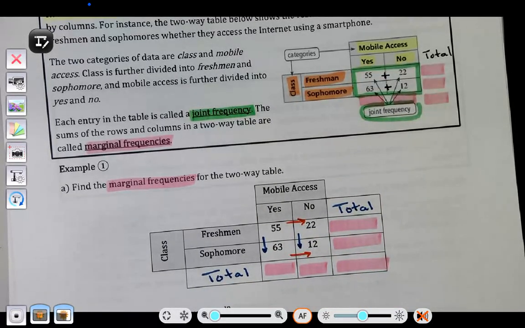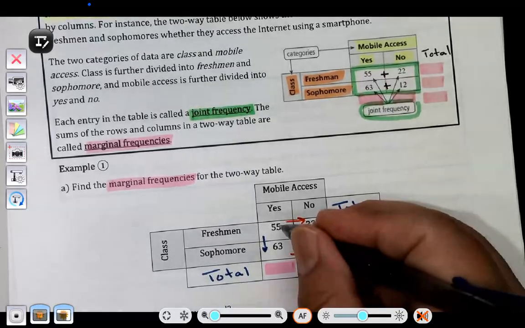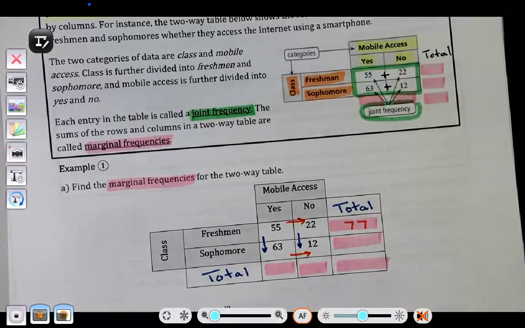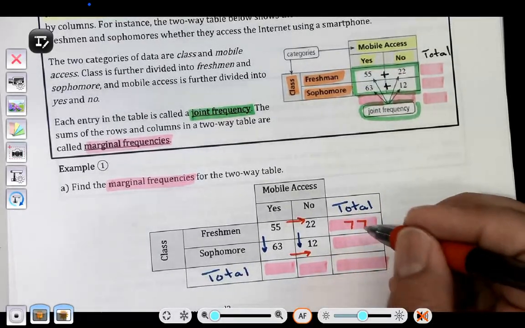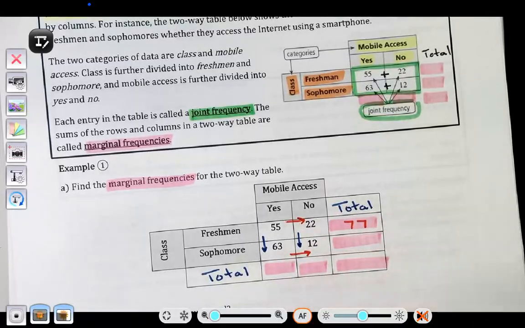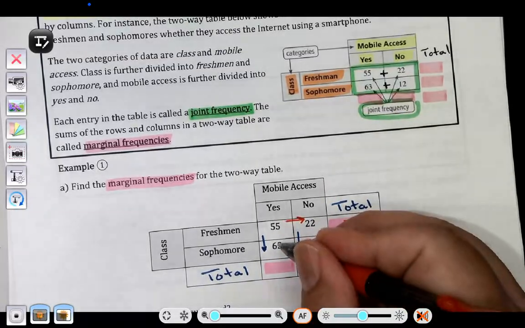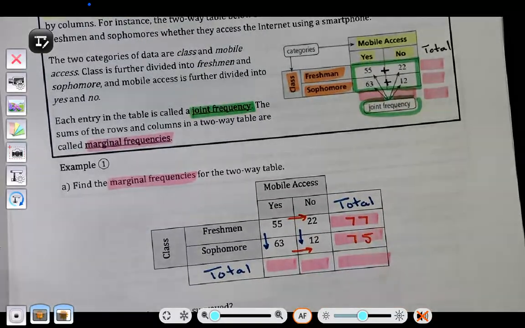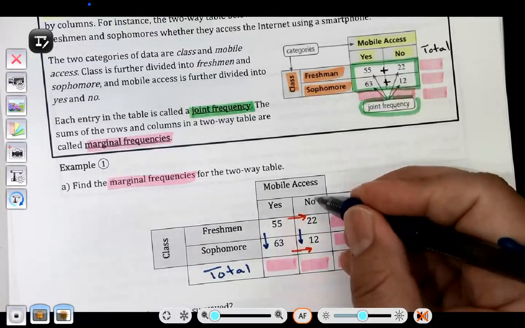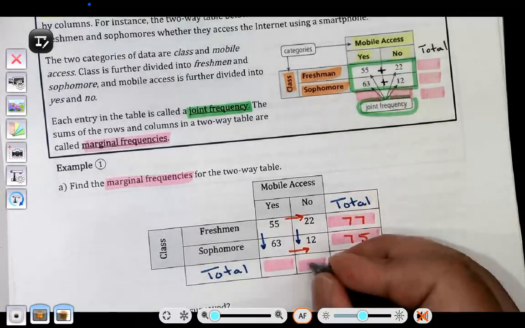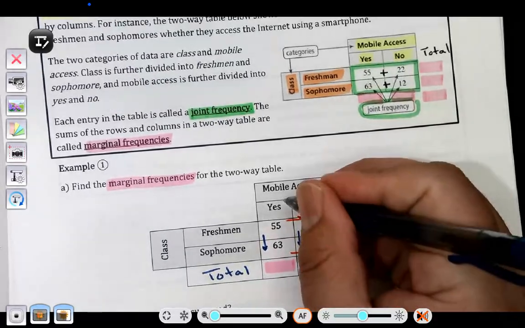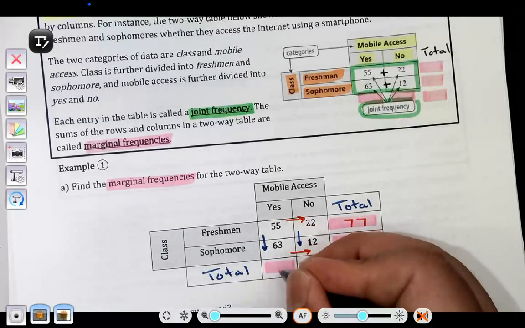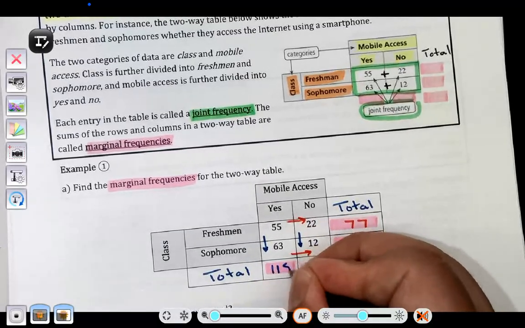All right, well, calculator time. What's 55 plus 22? 77, there. That right there is the marginal frequency for freshmen. So what about this one? What's 63 plus 12? 75. All right, well, now I'm going to head down and do addition this way. How many kids said no total? Well, 34. How many kids said yes to using mobile access? 118. Okay, there you go.